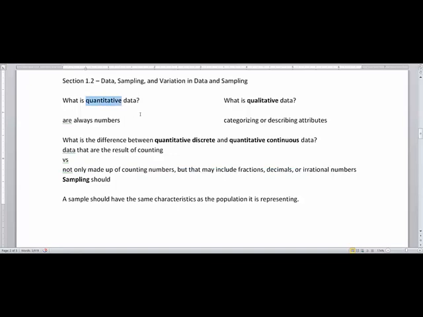So that is the big difference between quantitative discrete and quantitative continuous, and between quantitative data and qualitative data. You might want to have these in front of you when you do the homework. It's easy to get these kind of mixed up.